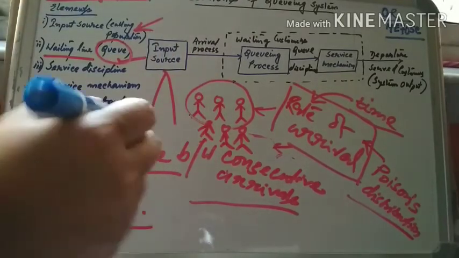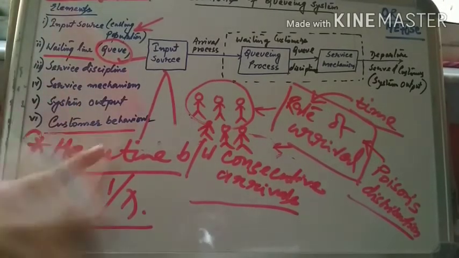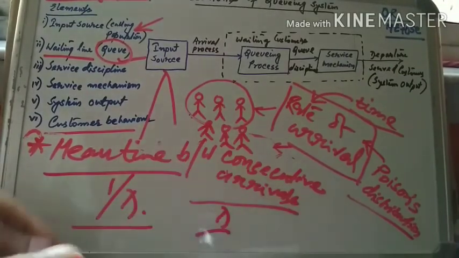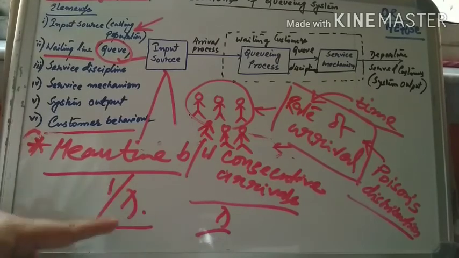These are the two most important terms I have discussed with you right now. Keep in mind the two terms: one is the mean arrival rate, denoted by lambda, and the second is the mean time between consecutive arrivals, denoted by 1 by lambda.